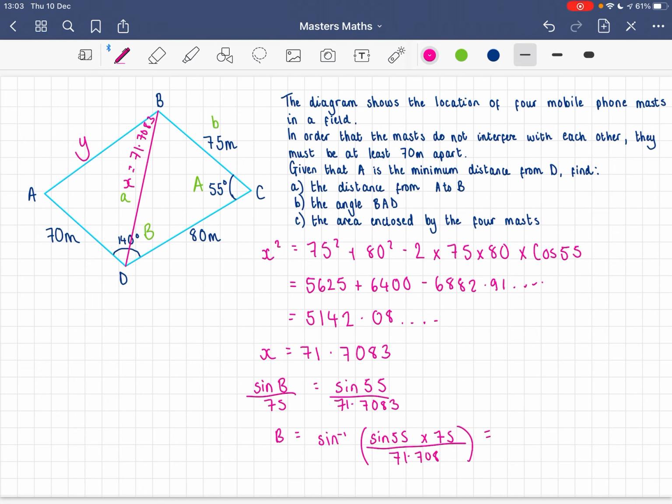71.708. When I type that in my calculator as it is, that gives me sin 55 times 75. Oh no. Hang on. Stop it. Sorry, I'm just talking to my calculator. Times by 71.708. There we go. That gives me 58 point. Again, I'm going to leave 4 decimal places just to be safe, and that is what B is.